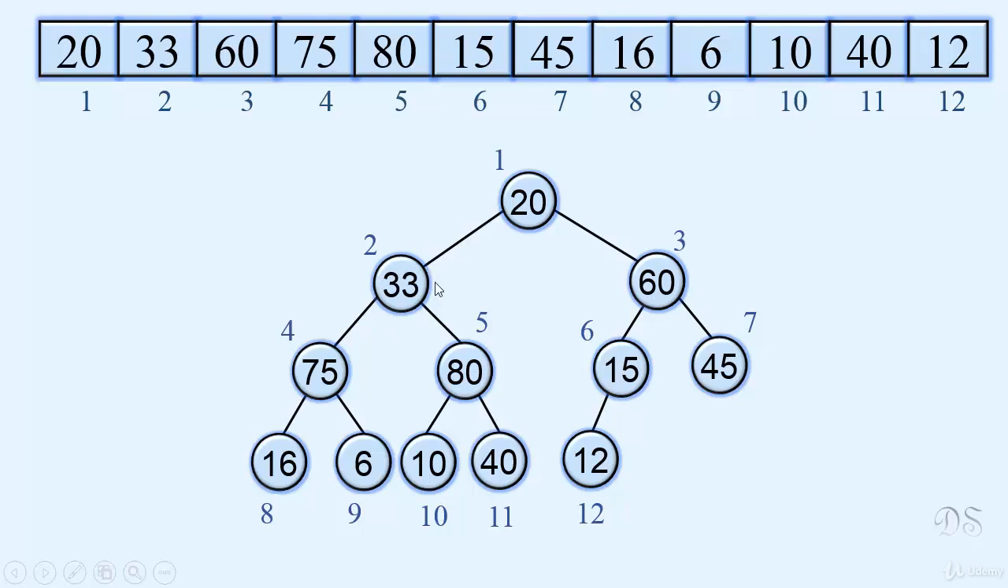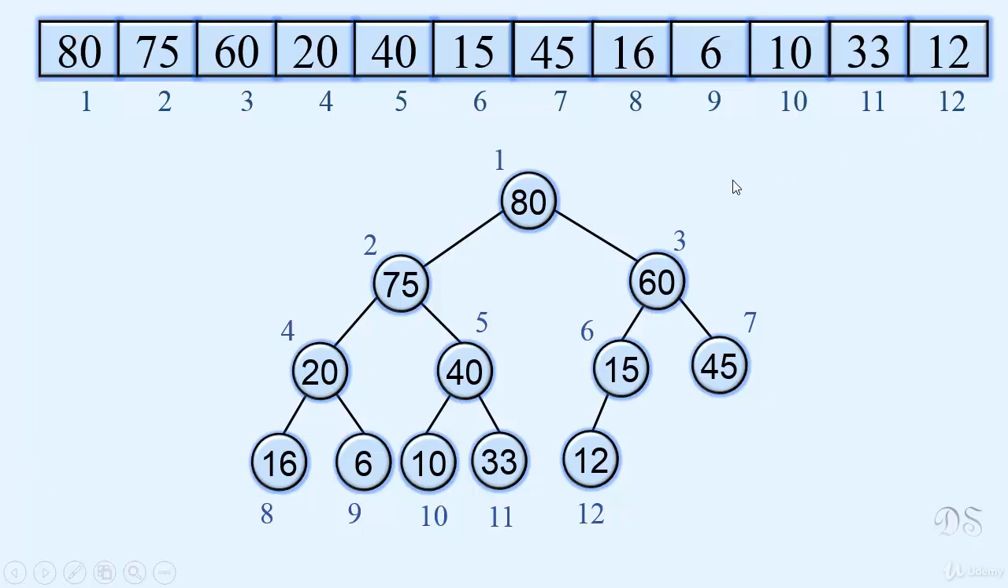Then we call restore down for this one. This 80 goes here, 40 goes here and 33 comes here. Then we call restore down for this one. So this 80 goes here, 75 goes here and 20 is placed here. So now this array has been converted to a heap.